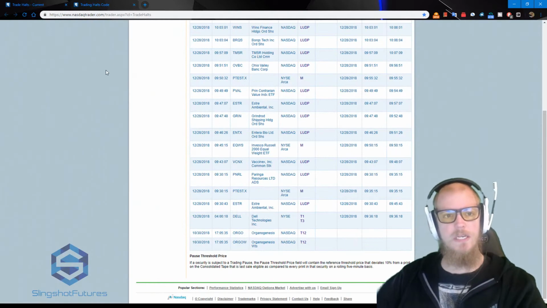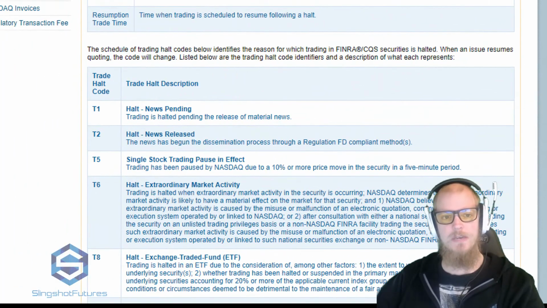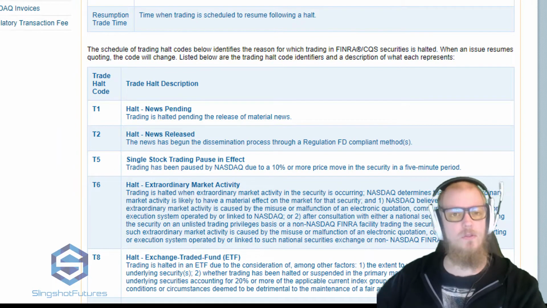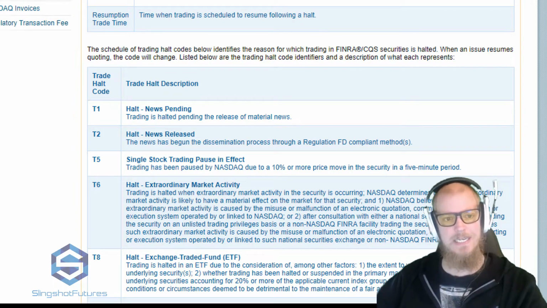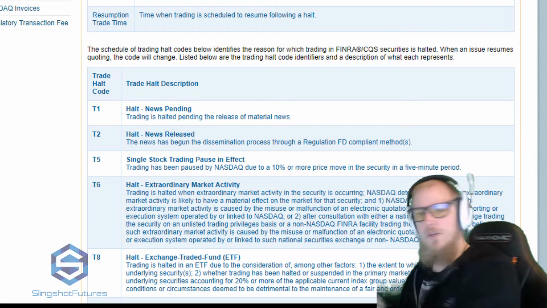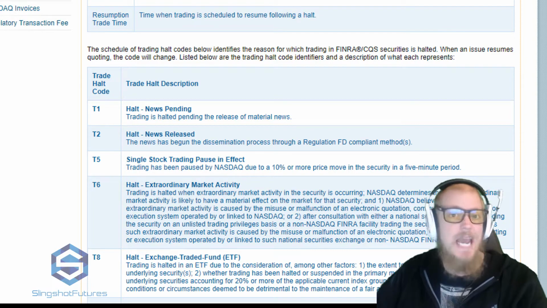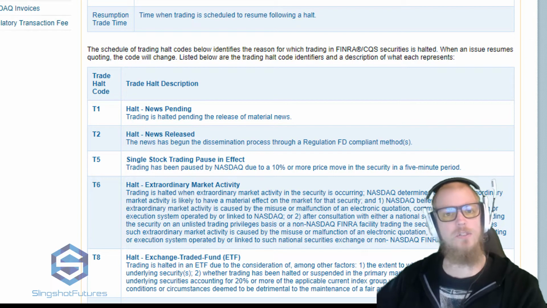So what we can do is we can go into the trade halt codes, and the halt codes give us a general idea of what the reasoning behind the halt is. Some halts can be for 5 minutes. Other halts can be for 10 minutes, 15 minutes, or days at a time, depending on the halt code.